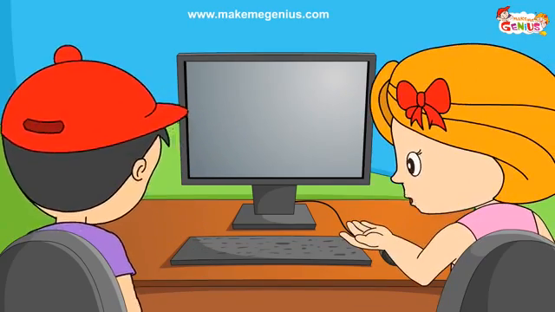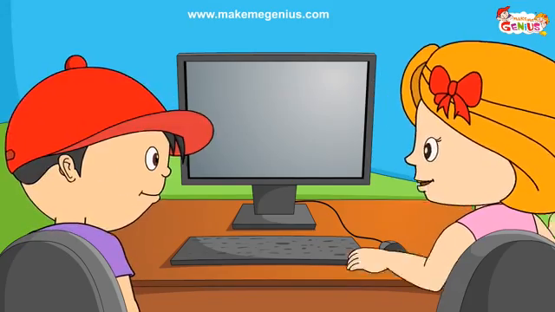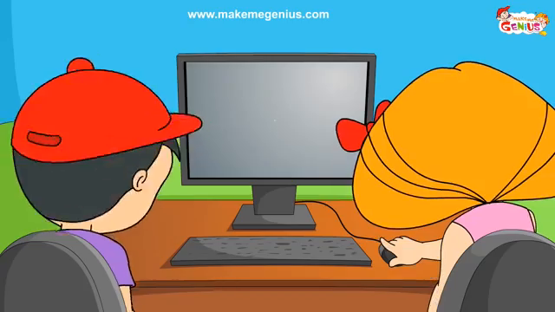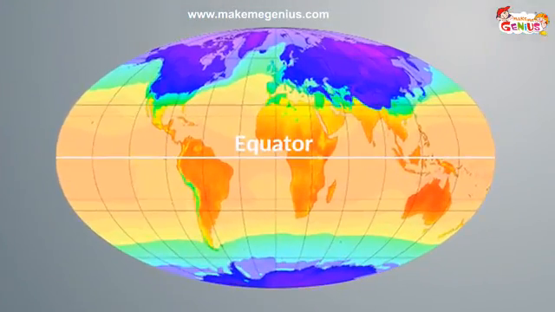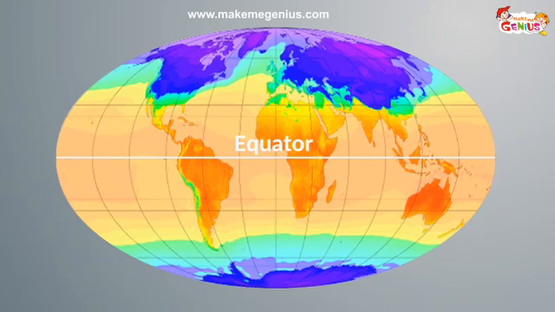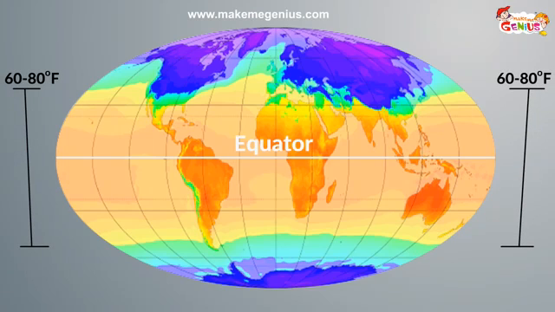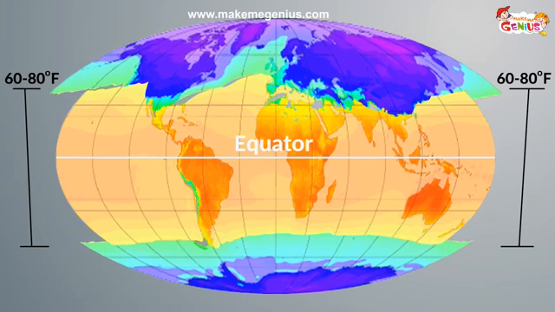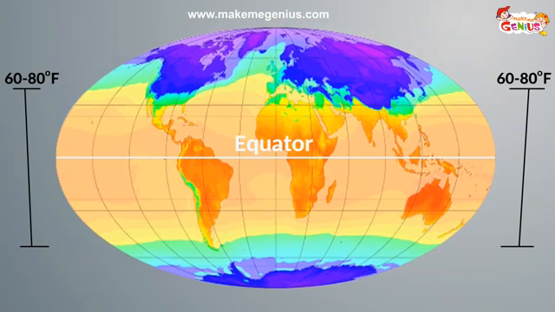Now let's learn about the causes of different kinds of climate in different parts of the world. Look at this. Oh, it's a globe. Why are there different colors in different parts of the globe? The colors on the globe represent the average temperature of those places. That means the places near the equator have a very high temperature. Yes, the temperature over there is in the range of 60 to 80 degrees Fahrenheit. And it is less than -10 degrees Fahrenheit in the polar regions.